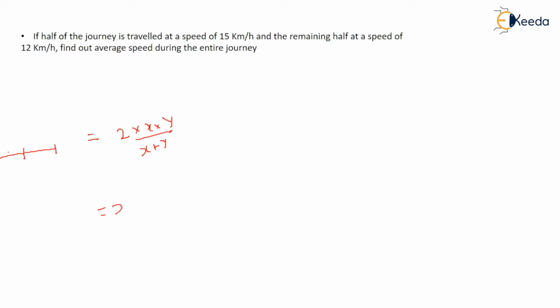So 2 into 15 into 12 upon 15 plus 12, that is 27. So this comes out to be 30 into 12, that is 360 by 27. So 360 by 27, you can find out the speed for the entire journey.